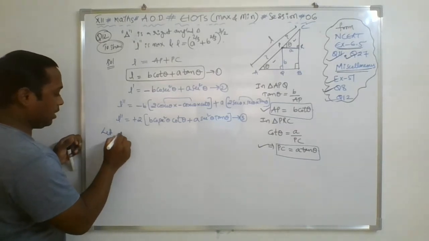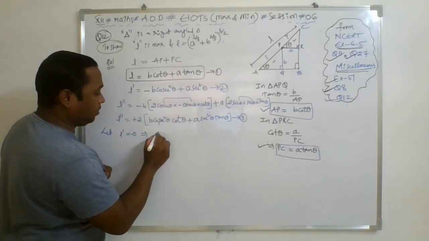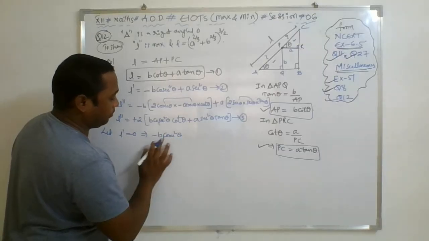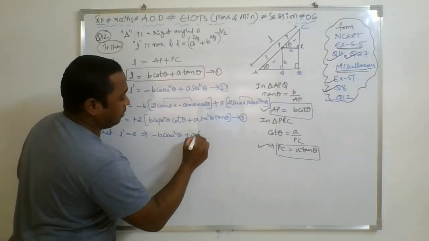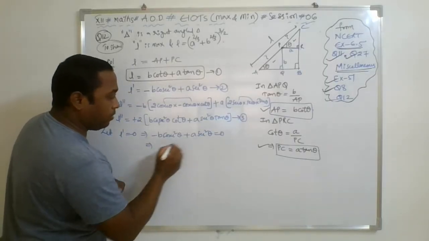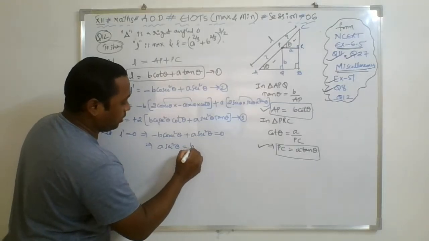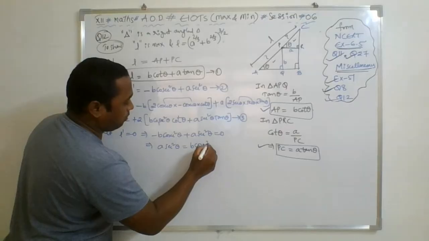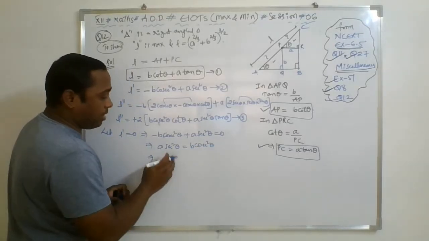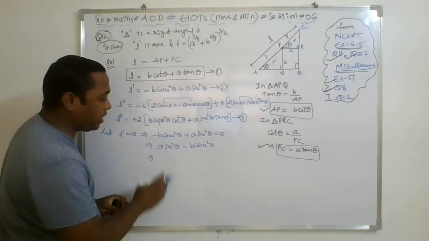Then let L dash be equal to 0, which means that this entire function, minus b cosec square theta plus a sec square theta, equals 0. So a sec square theta is equal to b cosec square theta. You need to convert into a single t ratio, so for that I am converting into sin and cos terms so that I can get the value of theta.